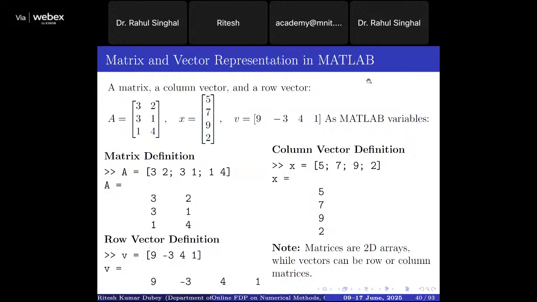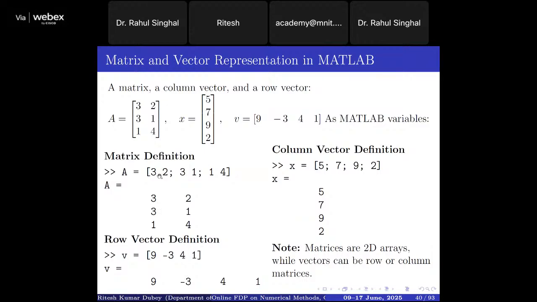And how we can define matrix and vector in MATLAB. So very simple. For example, if you would want to define the matrix A, which is a 3 cross 2 matrix, and you want to define a column vector X with the length 4 and V as a row vector, you can actually define the matrix in MATLAB by separating the row entries by white space or comma.